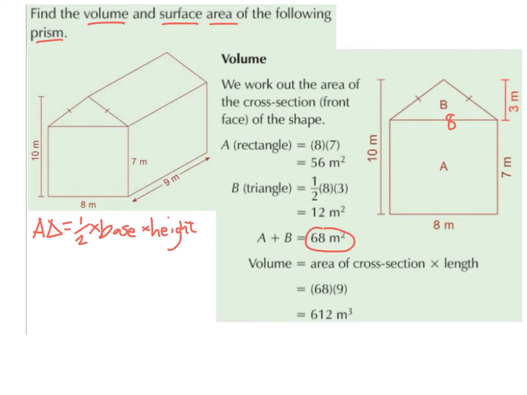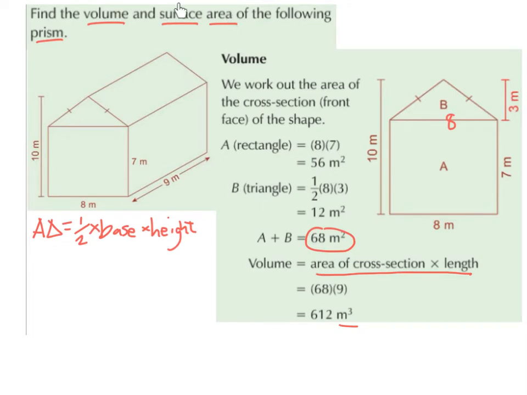And to get the volume of a prism, it's going to be the area of the cross section, which is the area of the front, multiplied by the length. So the area of the cross section is 68, and the length is 9 meters. So 68 multiplied by 9 is 612 meters cubed. And you must have meters cubed for volume. So we've worked out the volume of the prism.